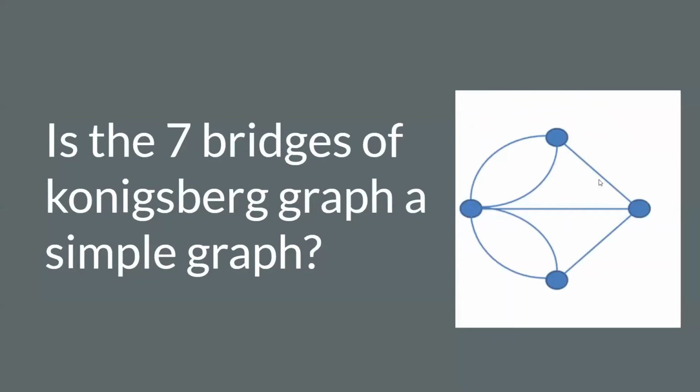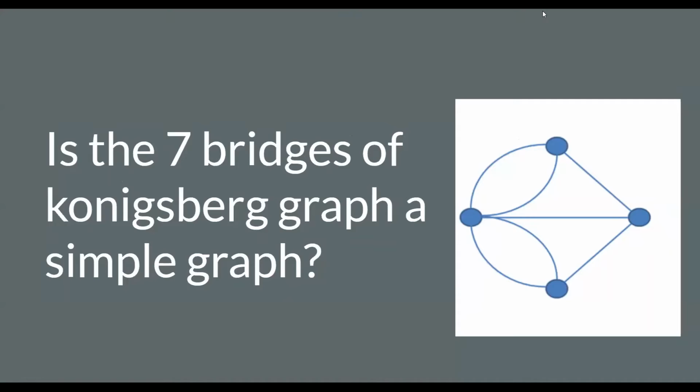All right, so now that we've learned what a simple graph is, do we think the 7 bridges of Königsberg graph is a simple graph? All right, someone in chat said no. Some more people saying no. Wow, a lot of people saying no. All right, and why is that? Why is it not a simple graph?